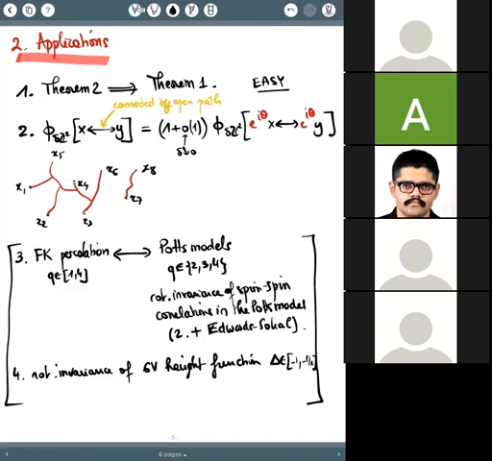Okay, so you get rotation invariance of many other models by proving rotation invariance of Fortuin-Kasteleyn percolation. It's kind of a master model, if you want, which is implying rotation invariance of many other models.